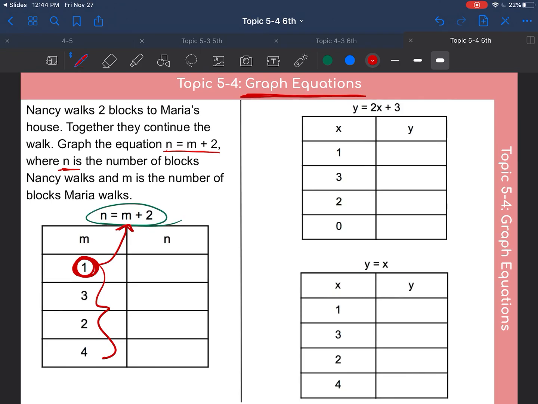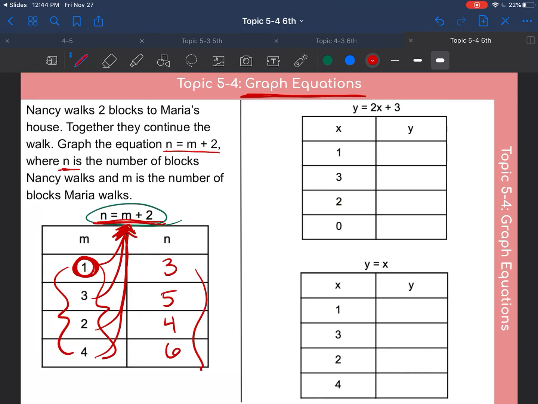So 1 plus 2 is 3. 3 plus 2 is 5. 2 plus 2 is 4. And 4 plus 2 is 6. And again, they are not in order, so you can't rely on just either adding 2 within or subtracting or adding 1. You have to plug it into the equation.